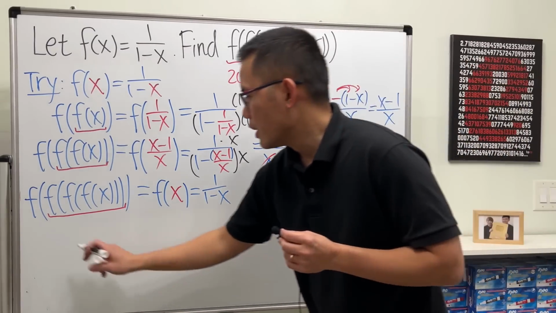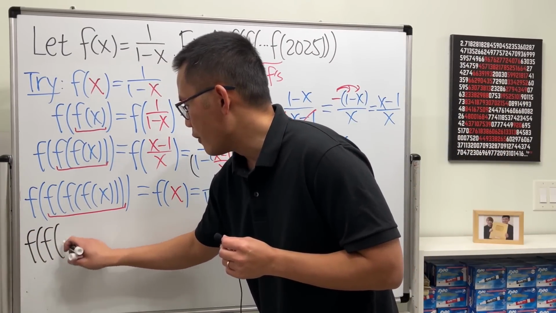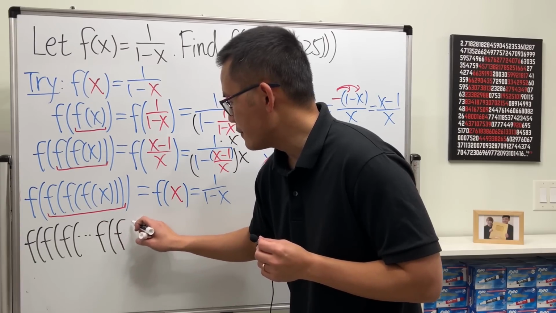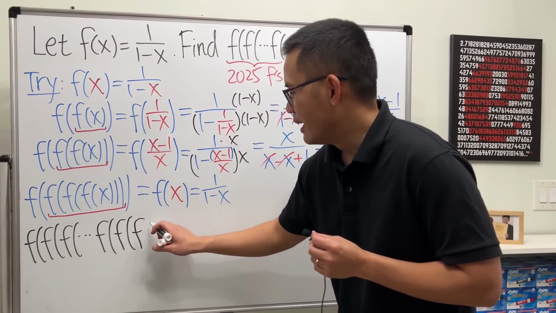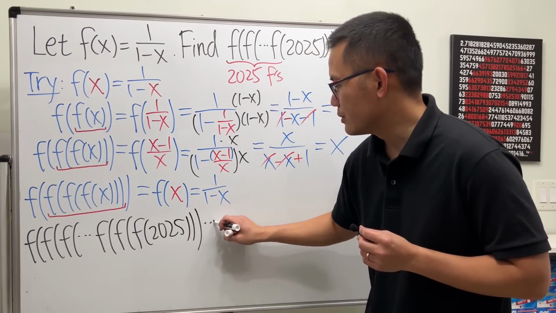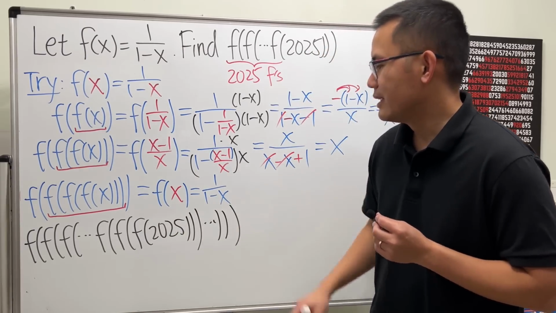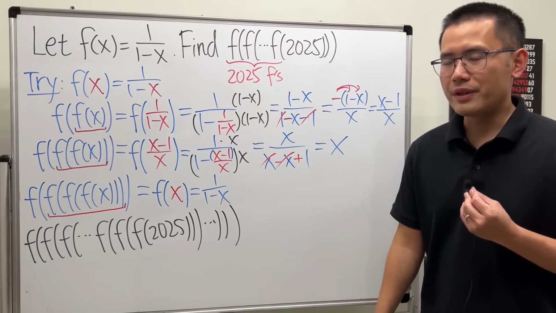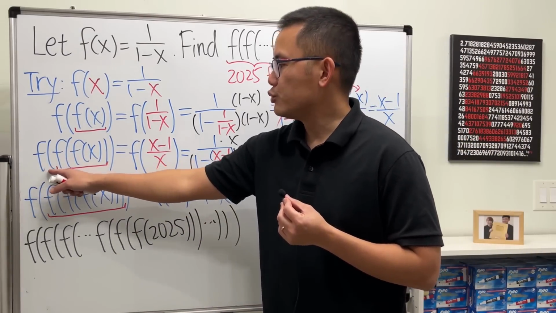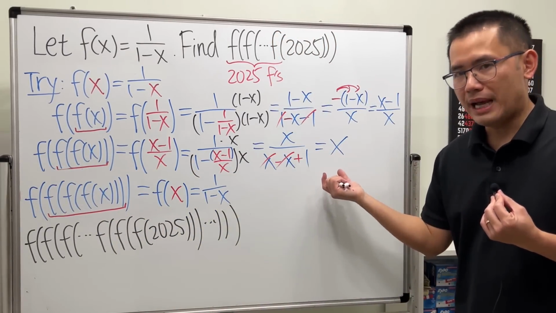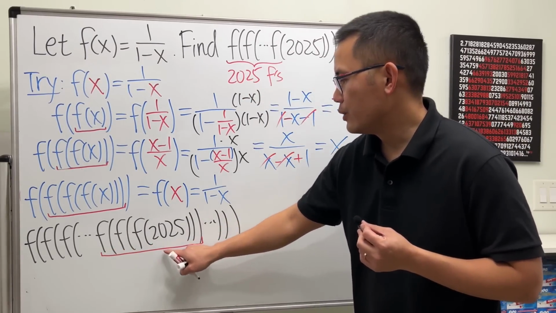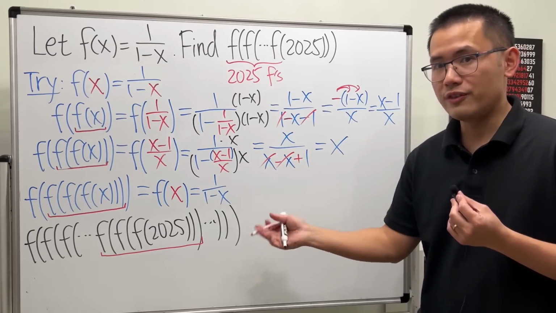Let's answer this question. We are trying to get f of f, so many of them. And then let me just write down a couple more f of f. And then finally we have 2025. 1, 2, 3, and then 1, 2, 3. Okay, total of 2025 f's. Now, what we need to do is, notice that whenever we have 3 f's, we just get the x back. So for example, these 3 f's of 2025, you just get the input back, which is just 2025.